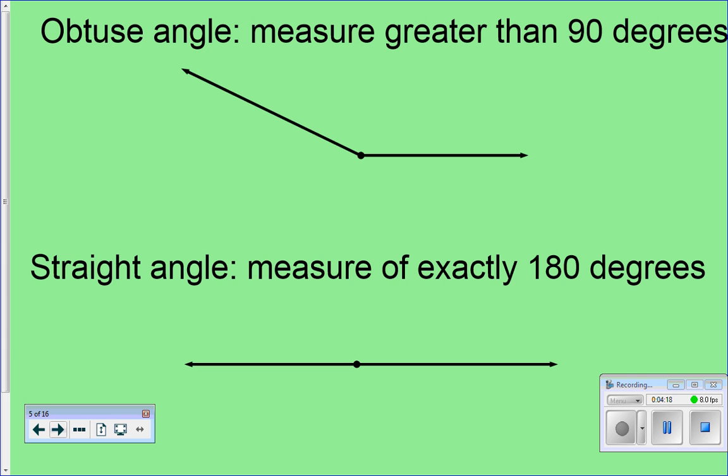So here's my funny way of remembering obtuse angles. Obtuse reminds me of the word obese. Obese means big. So that's how I remember it. I wish somebody would have told me that in junior high. I loved it. So obtuse angle, it's like obese, big.